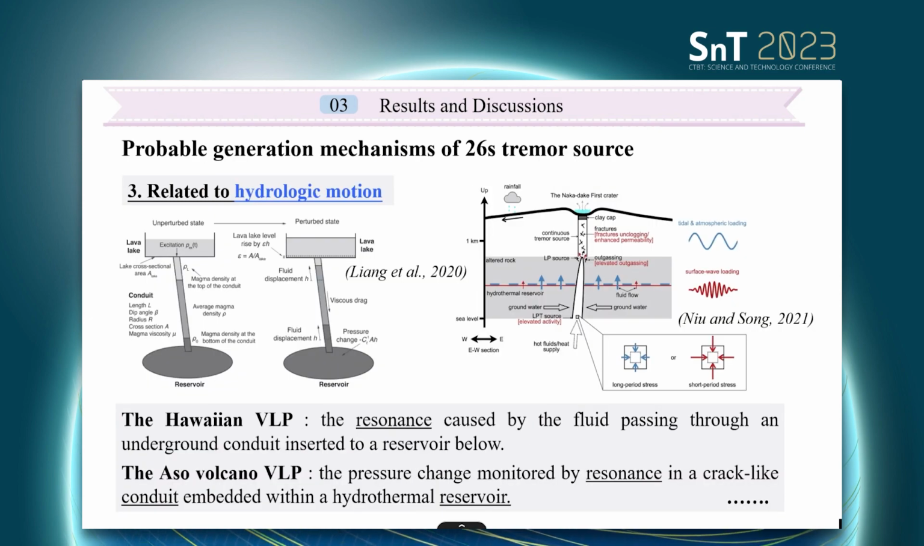The last one is that they are related to hydrologic motion, because there are many similar sources on the Earth with the PL source, like the VLP, very long period signals. The Hawaiian VLP is induced by the resonance caused by fluid passing through an underground conduit connected to a reservoir below, and for the Aso volcano VLP, the pressure change is monitored by resonance in a crack-like conduit embedded within a hydrothermal reservoir.